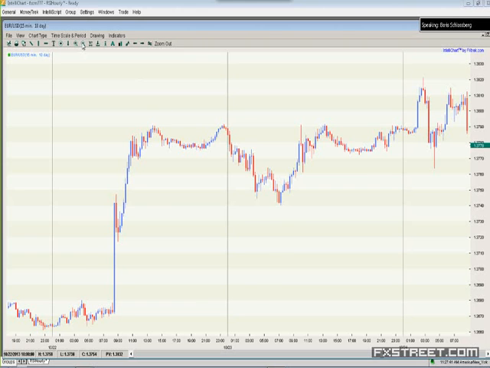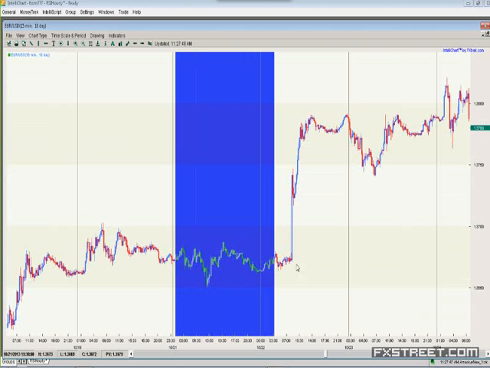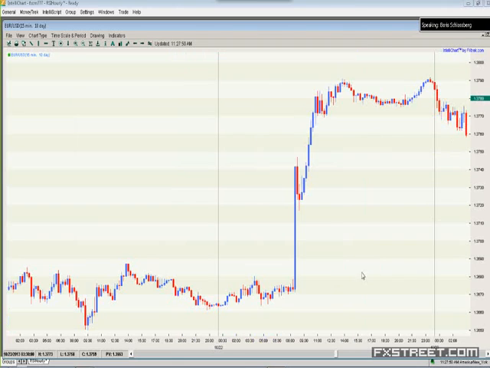Just trying to find, this has not been the best of trading, but let me just give you some ideas.